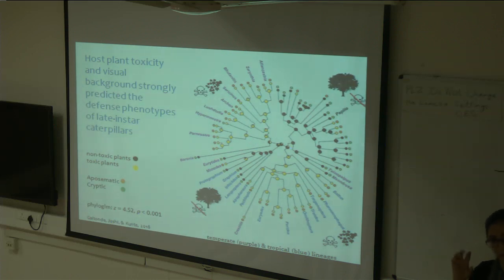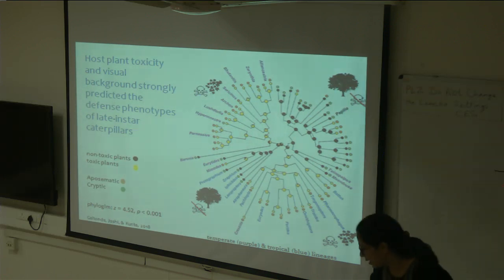So the color defense strategy is also reduced, and it was also influenced by what plant you feed on and the habit of that particular plant. We had no effect of biogeography, like whether it is a tropical or a temperate species. Did they show a very different set of color defense strategies? We didn't find any evidence for that.